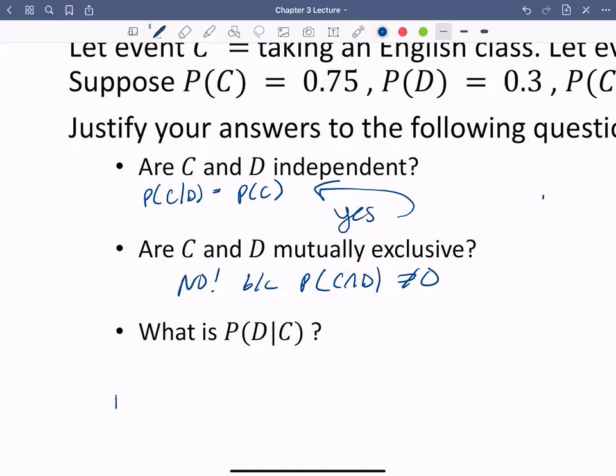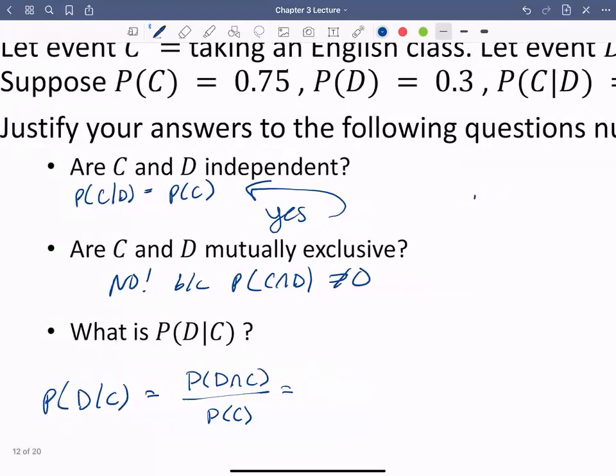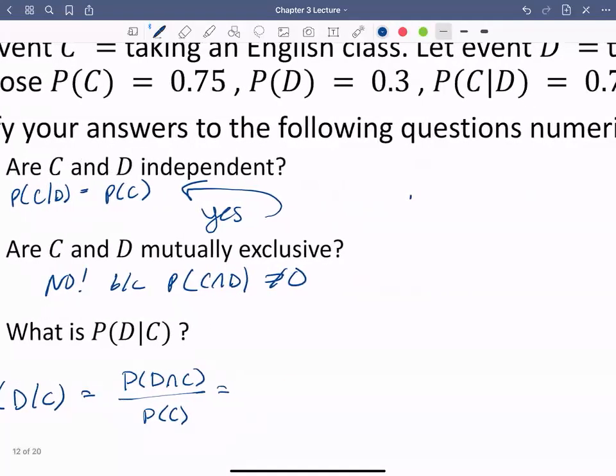Lastly, it says, what is the probability of D given C? The probability of D given C is the probability of their intersection all over the probability of C. I know I wrote it as D and C, but that's the same thing as saying C and D. Well, C and D, if we remember, is 0.225. The probability of C is 0.75. You put that into your handy-dandy calculator and you get 0.3.